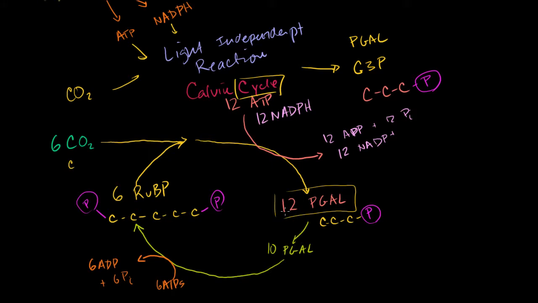Well, I only used 10 out of the 12. So I have 2 pGals left. 2 pGals left, and these can then be used. The reason why I used 6 and 6 is so that I get 12 here and I get 2 here. And the reason why I have 2 here is because 2 pGals can be used to make a glucose.